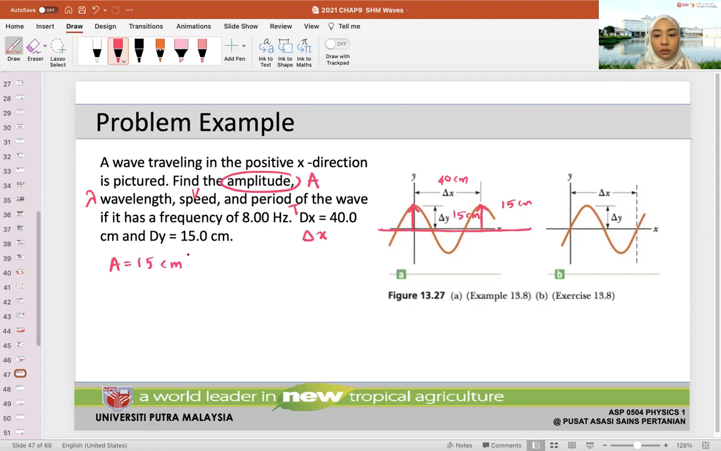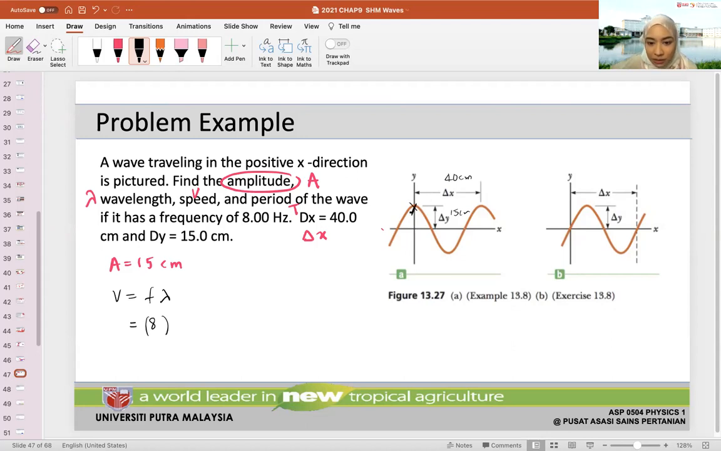Next one, speed. How can I find the speed? Anyone wants to try? V equals F lambda. So we try that. Our F is 8. What is our lambda? 40. Sure. It completes one cycle.